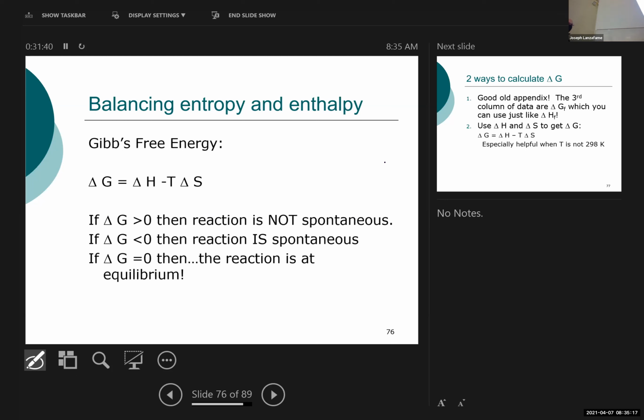It is also, and this will be more important on Friday, in fact, the equilibrium condition. If delta G is zero, then your reaction is at equilibrium, or your system is at equilibrium. You've reached a point of balance, right? In terms of yay or nay, right? If delta G is positive, the reaction is not spontaneous. And if delta G is negative, the reaction is spontaneous.